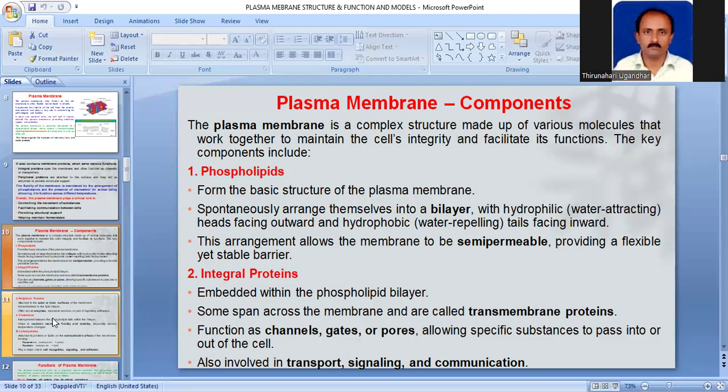The second type of component is called integral proteins. They are embedded within the phospholipid layer. Some span across the membrane and are called transmembrane proteins, which function as channels, meaning hole-like structures. They transport ions through channels, gates or ports, allowing specific substances to pass into or out of the cell. They are also involved in transport, signaling and communication.